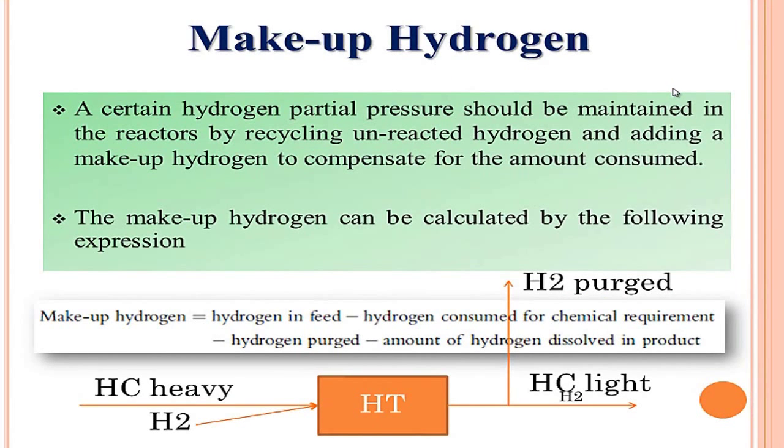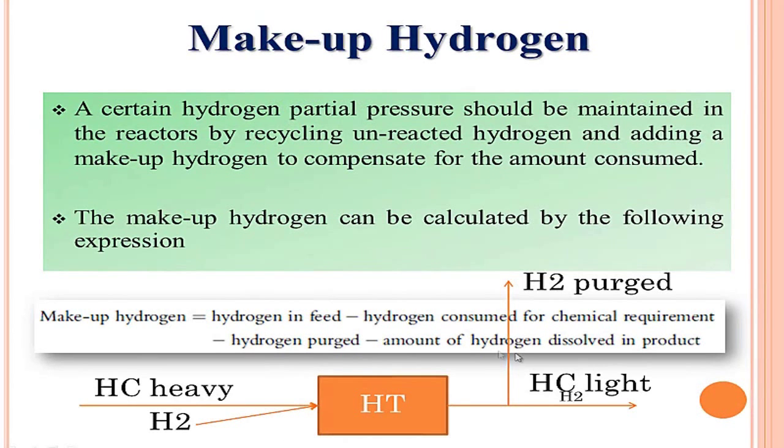We have mentioned the makeup hydrogen. So the makeup hydrogen is a compensation for the amount consumed, because of course some hydrogen is consumed, and we need to add hydrogen into the process to maintain the pressure inside the reactor during the run. It can be calculated according to this equation.